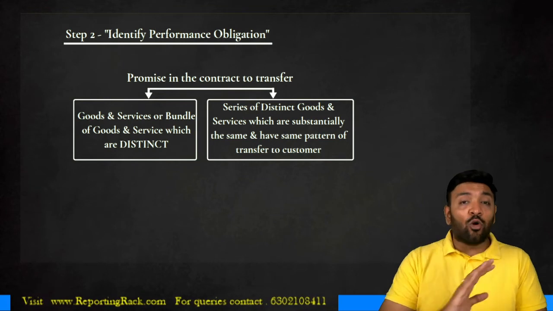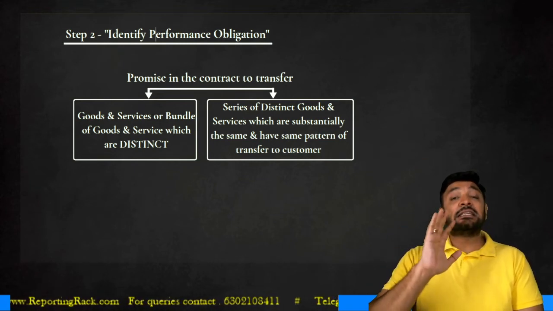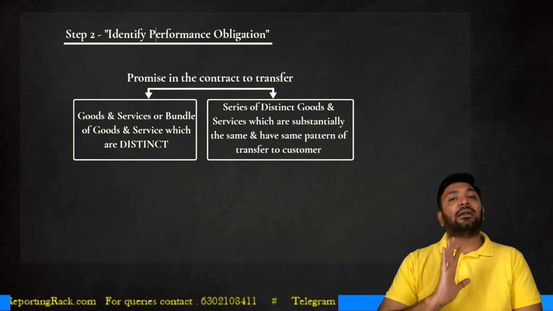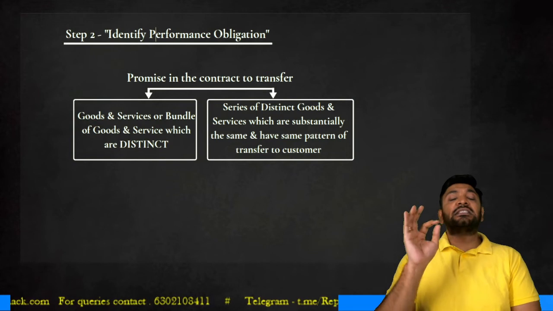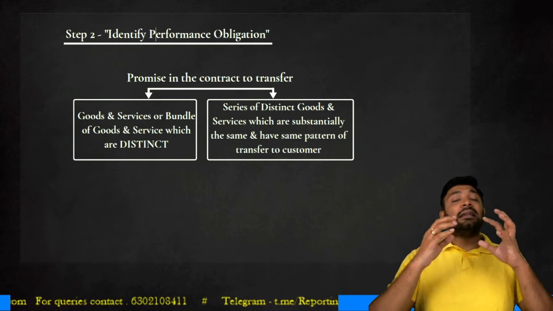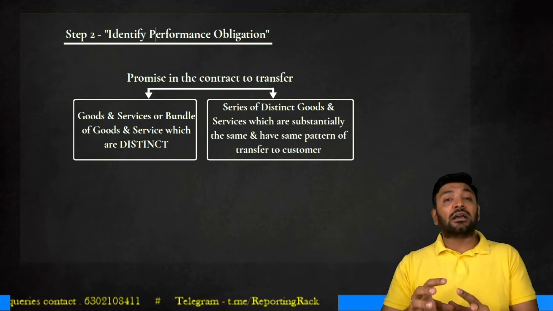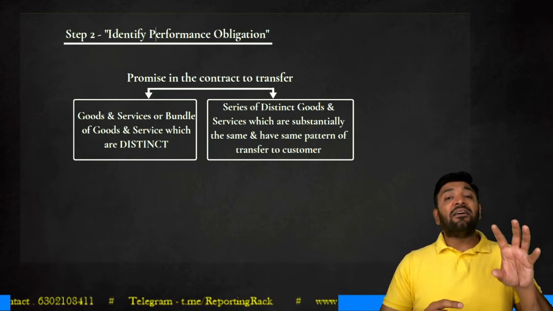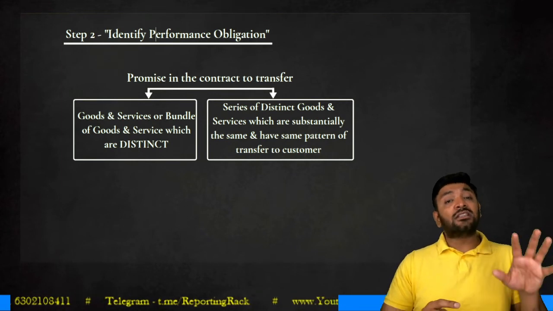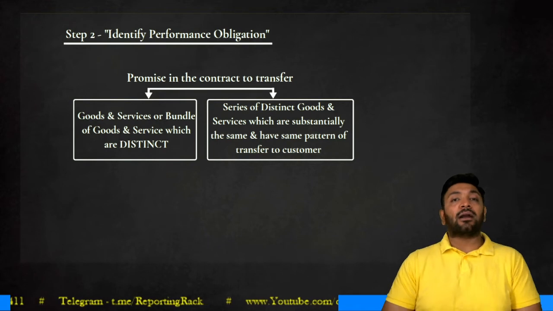It need not be only from me. He can buy it from any person. It is readily available in the active market. Then you can say that it is a distinct good. A distinct good or service either gives a benefit to the customer by itself or can give a benefit to the customer with resources which are readily available. Readily available resources are those resources which the customer already owns, or he can buy from the open market.